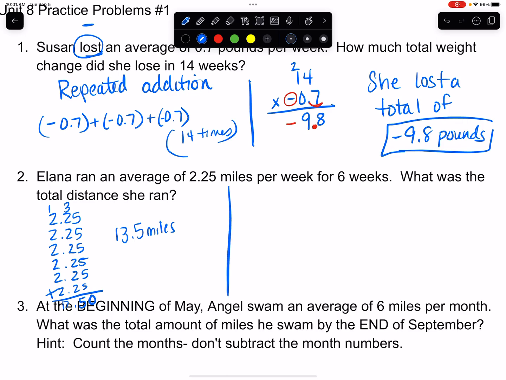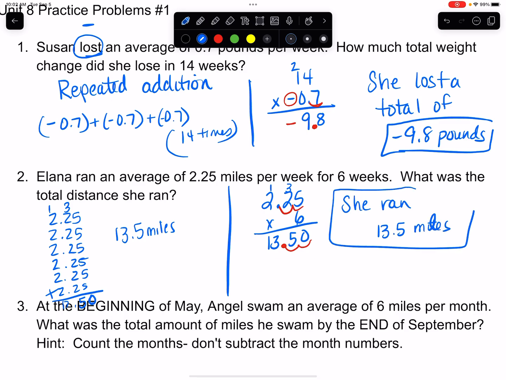Using multiplication, you could also do 225 times 6. You get 0, 30. Carry the 3. 2 times 6 is 12, plus the 3 is 15. Carry the 1. 2 times 6 is 12, plus 3 is 15. Then 6 times 2 is 12, plus the 1 is 13. I have 2 decimal places, so I have to put 2 decimal places here. The total distance she ran is 13.5 miles. That's an L. And there's the answer to that one.